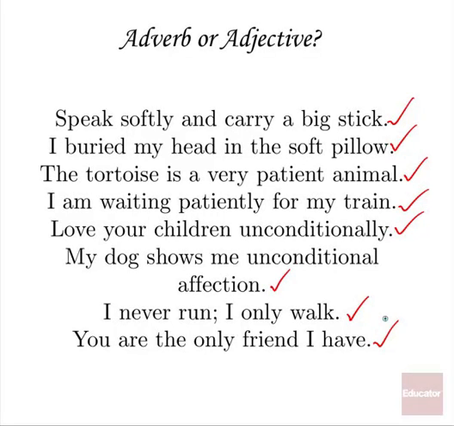Now, in each of these pairs of sentences, there's a repeated word, and in one half of the pair, it's used as an adjective, and in one half, it's used as an adverb. See if you can pick out the repeated words and figure out which is which. Take a good look. Pause the video if you need to.